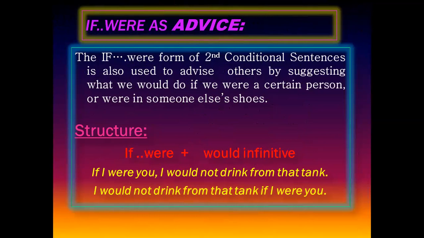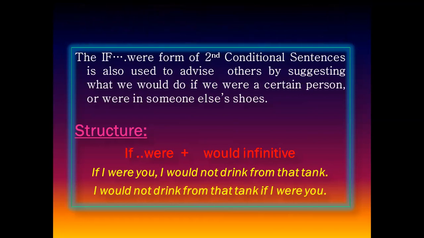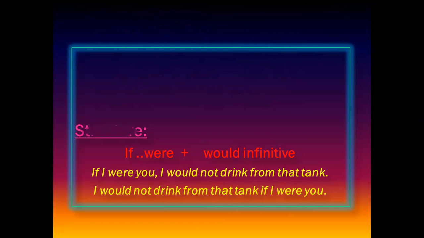Sometimes we like to give suggestions to people. We like to give them advice by saying that if I were you, I would do this or that. So that's the structure: if and then were, plus would and infinitive. And these are the examples. If I were you, I would not drink from that tank, or I would not drink from that tank if I were you.